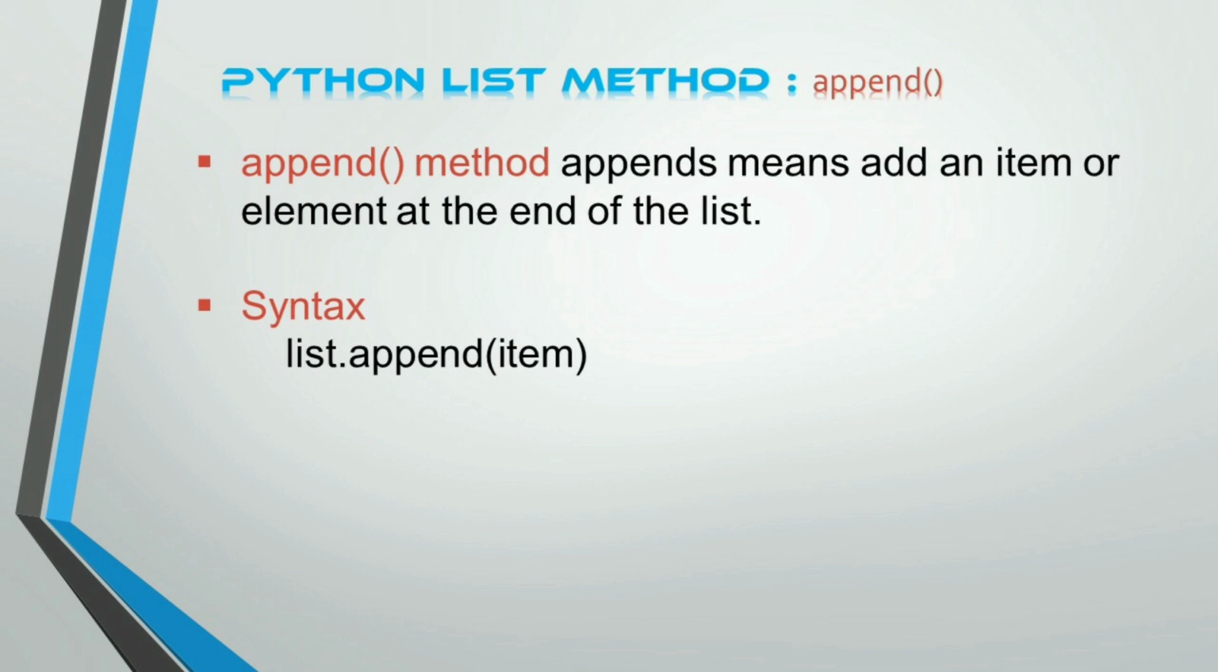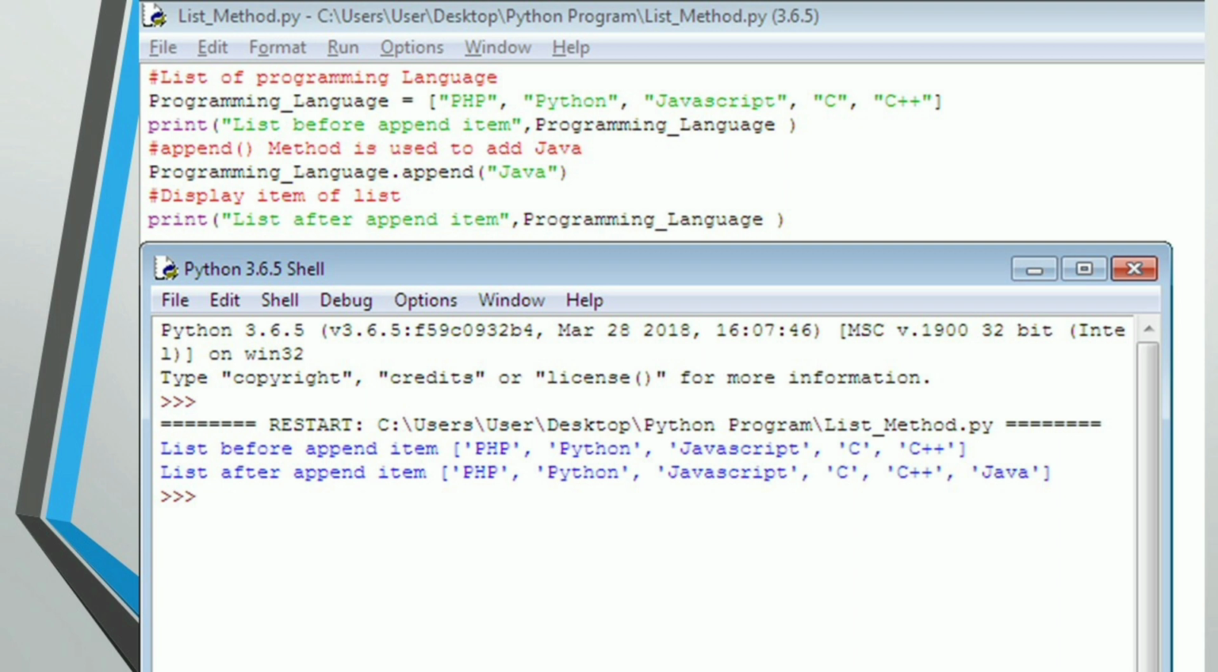First Python list method is append. Append method appends, means adds an item or element at the end of the list. Syntax of append method is list.append and the item name. You can see in Python IDE, Java program is added in the programming language list by using append method.